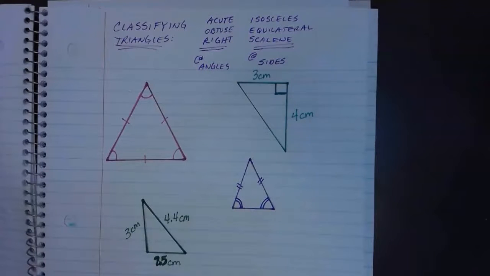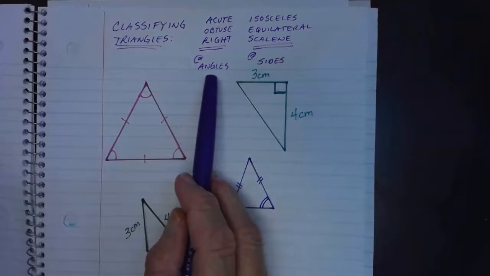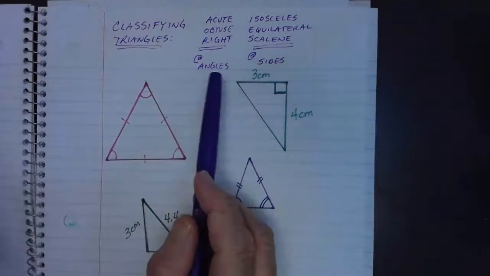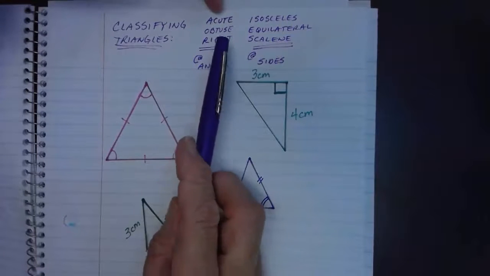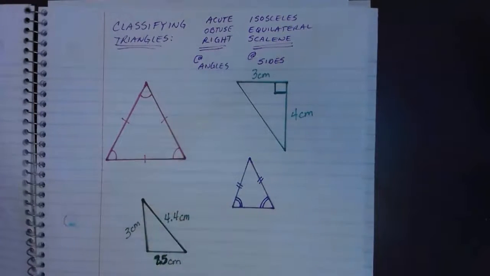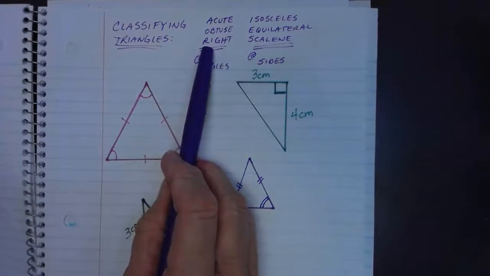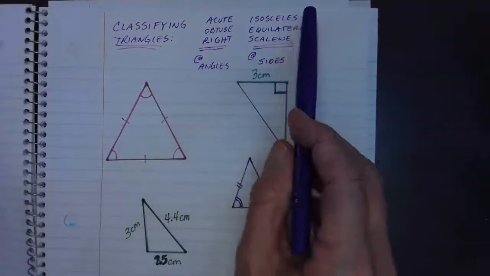When you are classifying triangles, there are two things to look at. You may classify based on the angles of the triangles and based on the sides. If you're looking at the angles, you're going to decide if the triangle is acute, meaning there are three angles less than 90 degrees, obtuse, meaning there's one angle greater than 90 degrees, or a right triangle has exactly one right angle, or based on its sides.